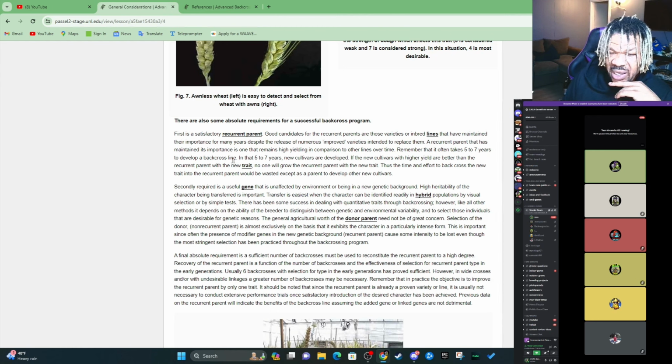A recurrent parent that has maintained its importance is one that remains high yielding in comparison to other lines over time. Remember that it often takes 5 to 7 years to develop a backcross line. In that 5 to 7 years, new cultivars are developed. If the new cultivars with higher yield are better than the recurrent parent with the new trait, no one will grow the recurrent parent with the new trait. Thus, the time and effort to backcross the new trait into the recurrent parent will be wasted, except as the parent to develop other new cultivars.